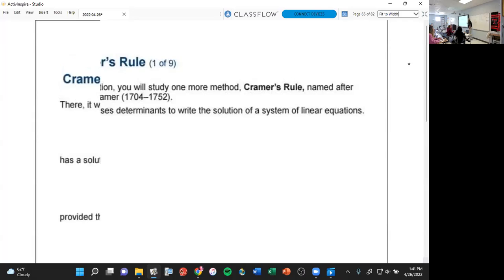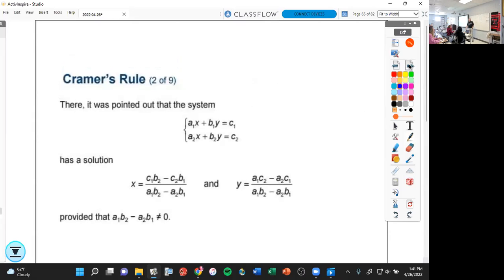One of the slides that we looked at yesterday looked like this one. And I don't understand why this information was on yesterday's lesson, because this is Cramer's rule. So this system has a solution. That solution can be found by x is equal to, let's look at the denominator.